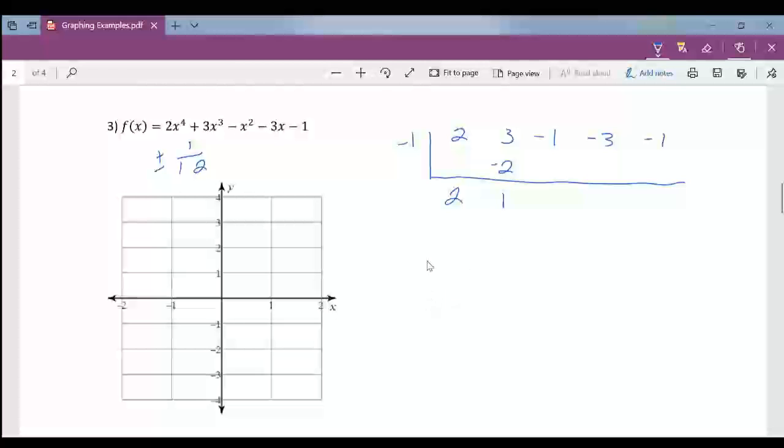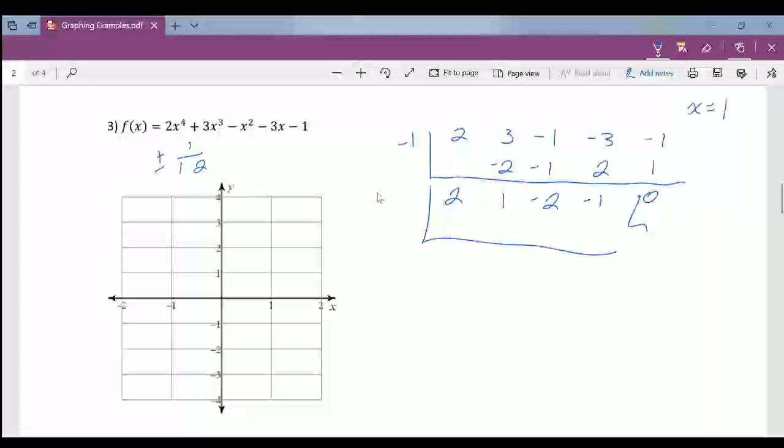Add. Multiply. Add. Multiply. Add. And multiply and add. Hey, great. It worked out. So that's one of them. We have x equals, where am I going to put it? I'll put it over here. X equals 1. Alrighty.